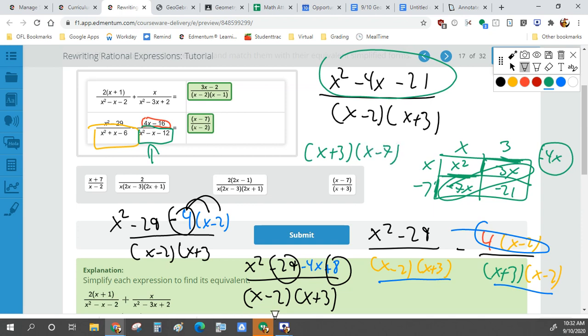x minus 7. And if you guys have made it this far without falling asleep, congratulations. I know this is tough. I'm sorry. And these would cancel out because they're the same. So that's how come I get this x minus 7 over x minus 2.